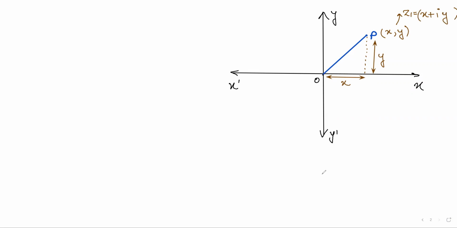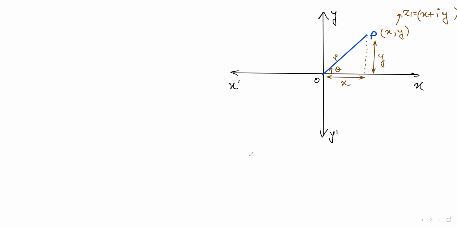We know that the OP line forms an angle with the x-axis. Let us represent this angle made with the positive x-axis by theta. This distance OP by small r. So these are our assumed notations at this moment.